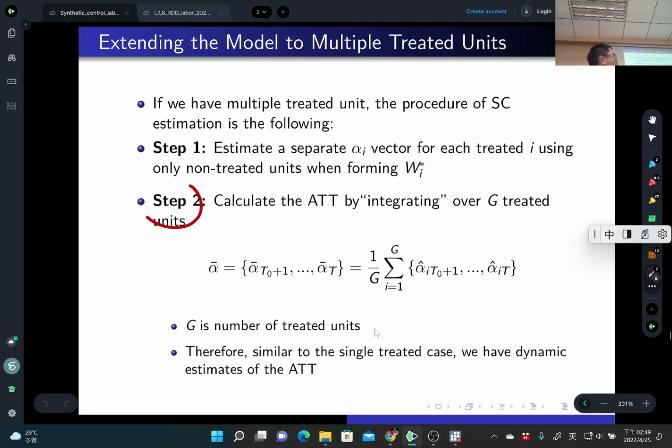And the second step is you want to get the average treatment effect on the treated for this treatment group, for these two treated units. You just sum over all the treated units. So G is the number of treated units. So you run the separate synthetic control estimation for each treated unit, and you get alpha i, the treatment effect for each specific unit and in each period from the first period after treatment happened until the last period after treatment happened. And you just sum over all the treated units and take the average, and you can get the average treatment effect on these treated units. That's very simple.